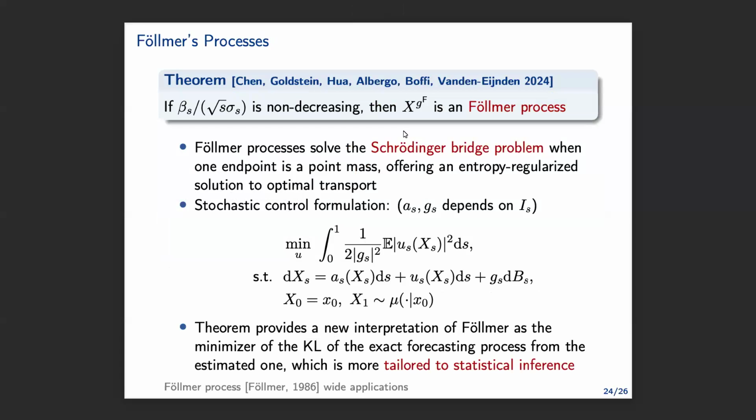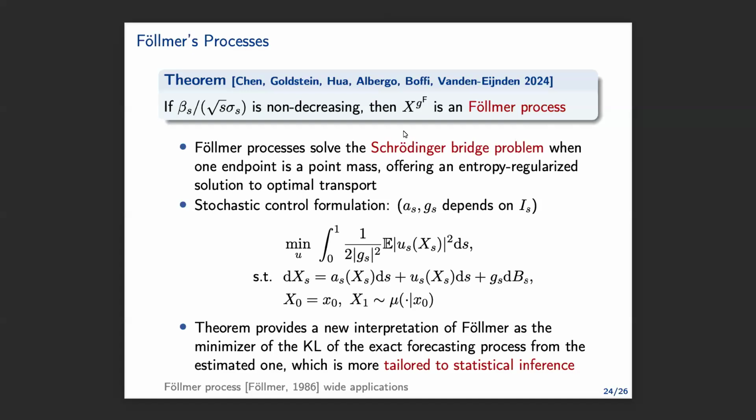So the process we just learned in the previous slide is entropy-regularized optimal transport when one endpoint is a point mass, which is the Y_k tau, because we learn the dynamics from Y_k tau to the distribution of Y_{k+1} tau. And what we were previously doing is just learning this optimal transport. There is a stochastic control formulation for this problem, where we have some prior dynamics, dX_s equals a_s ds plus g_s dB_s, and you want a control u_s such that the energy is minimized. So this is the control formulation for the Schrödinger bridge problem.